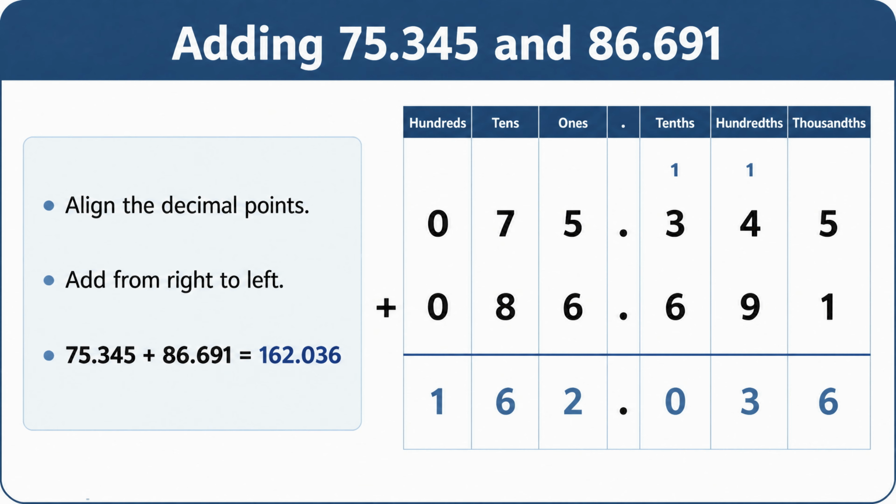Now the hundredths place. 4 plus 9 equals 13. Write 3 and carry 1 to the tenths place. Now the tenths place. 3 plus 6 plus the carried 1 equals 10. Write 0 and carry 1 to the ones place. Now add the whole number parts. 75 plus 86 plus the carried 1 equals 162. So, 75.345 plus 86.691 equals 162.036.